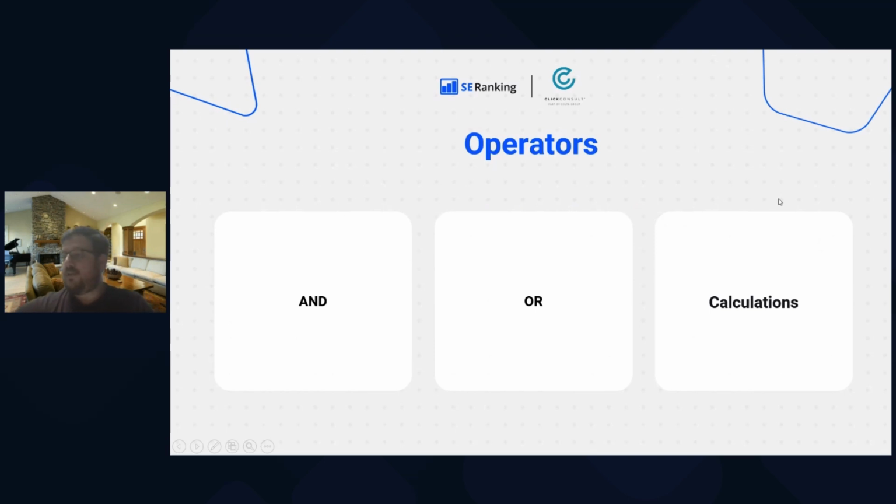Then we also have operators. The two which I'll go through are and, or, but you can also do calculations, so you can add up the values of certain XPath. I won't go into that one, but that's something to look into in your spare time if you're that way inclined.